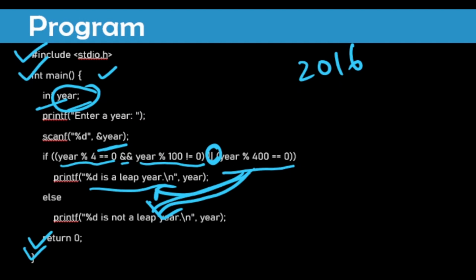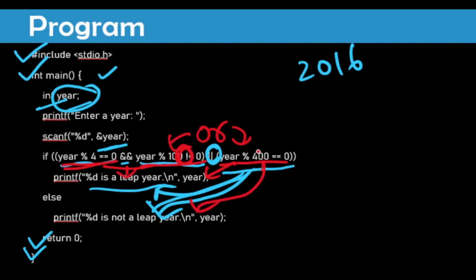See, first of all, we need to check whether the given year is divisible by 4 or not divisible, and it should not be divisible by 100. See, not divisible by 100. If both conditions are true, then it is a leap year. Otherwise, the year must be divisible by 400. If any of these conditions, this thing or this thing, any of the conditions is true, then it is a leap year, else not a leap year.